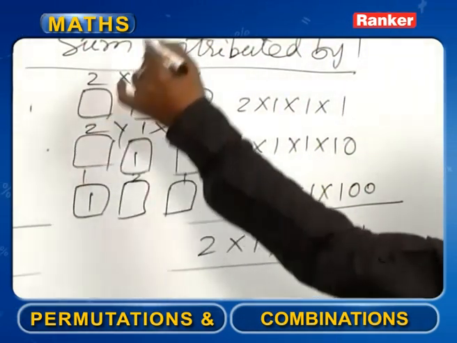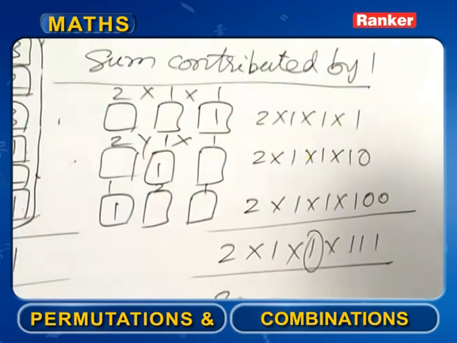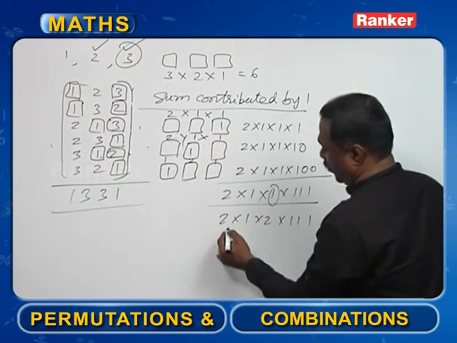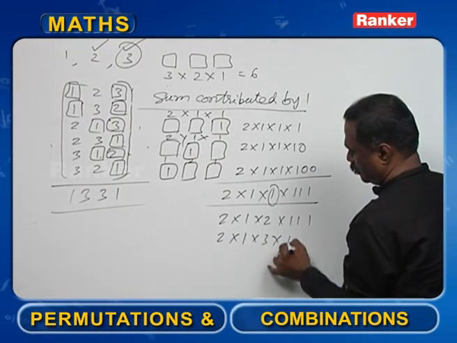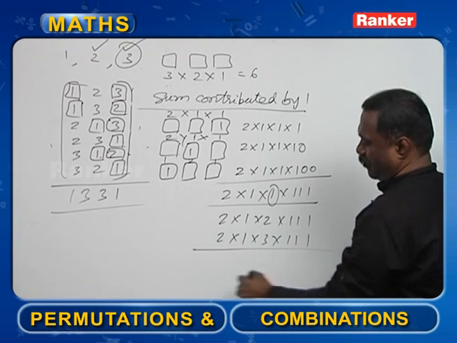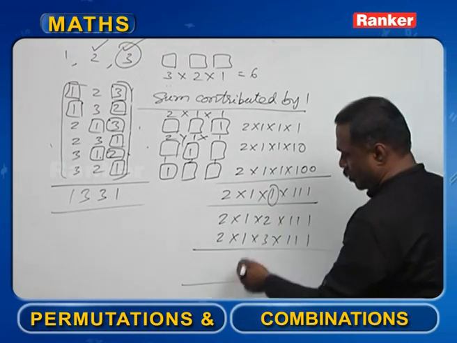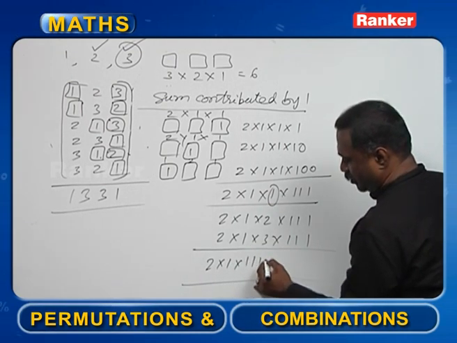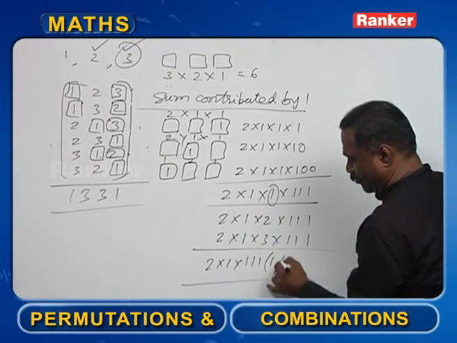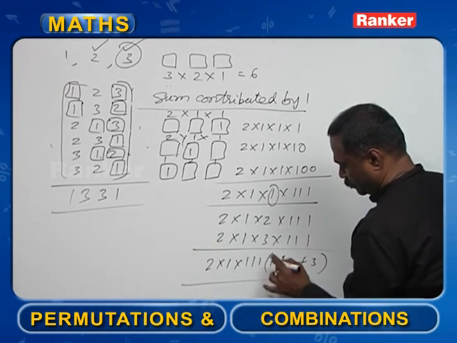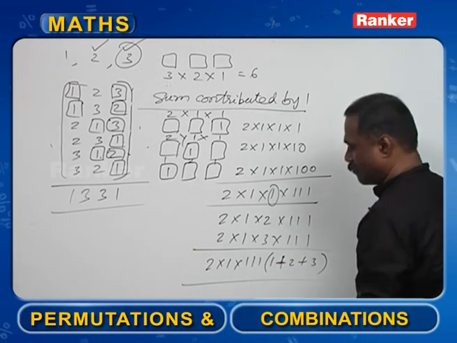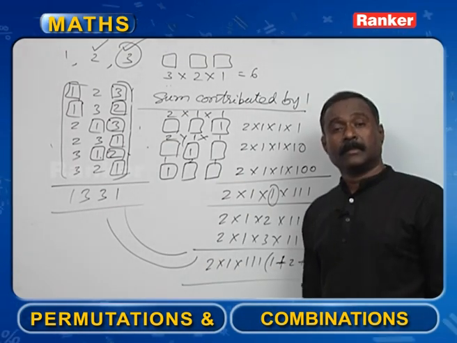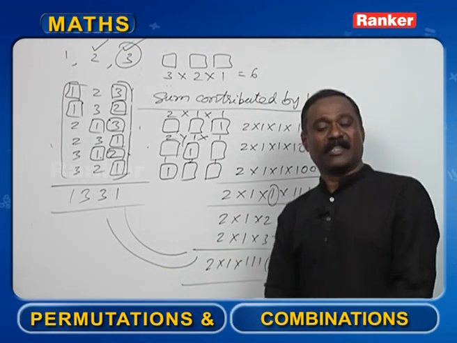Similarly, the sum contributed by 2, and similarly, the sum contributed by 3. If you add all this, you'll be getting 2 into 1 taken common, into triple 1 also taken common, into the sum of the digits 1 plus 2 plus 3. Okay, this will give you 1331. In a similar manner you can solve this problem also.